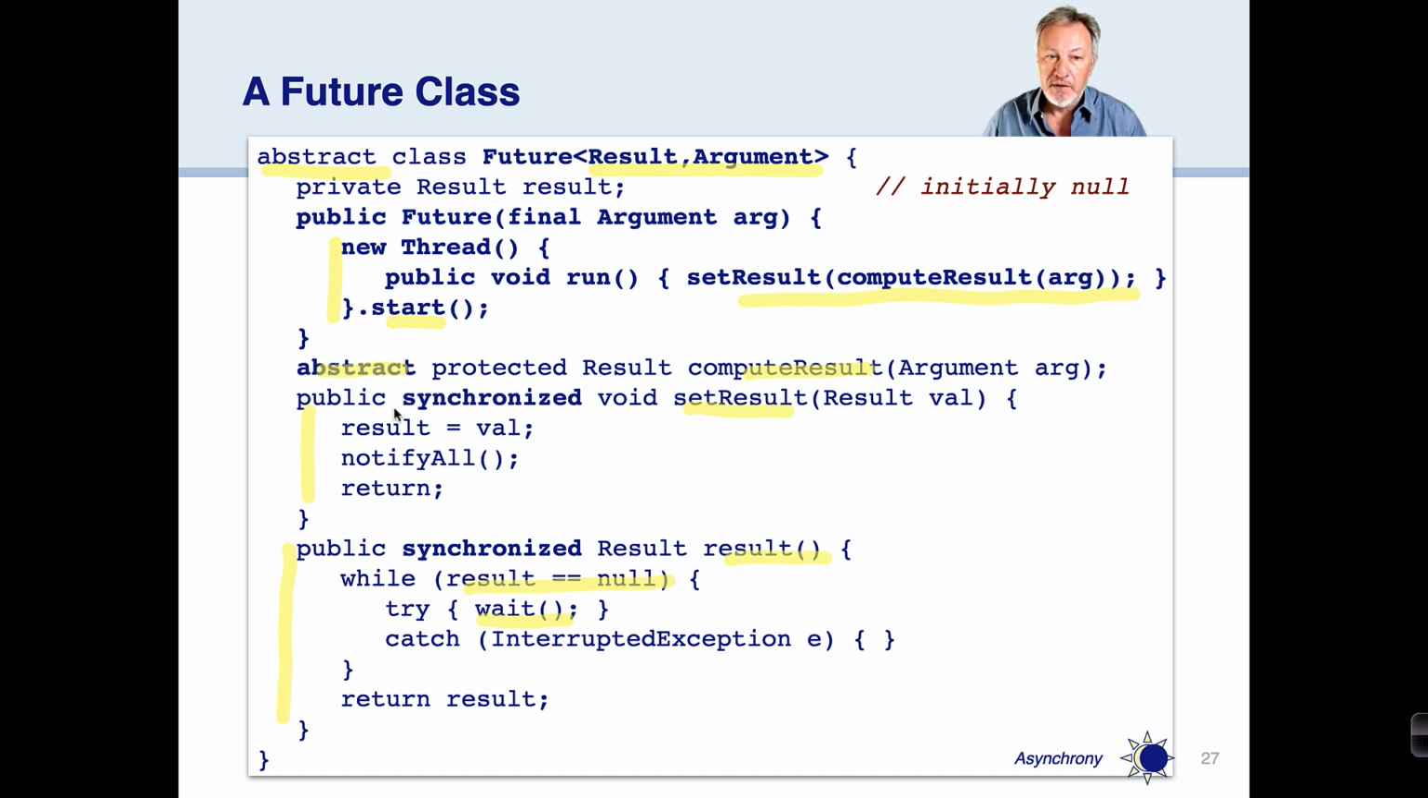The moment that the value is computed, presumably that value is not null, then the result gets assigned. We notify all the waiting threads and return. At that point, any client that's waiting for the future will be woken up and it will get the result. If we have multiple clients waiting for the result, after the first future value has been set, then all of these threads will wake up and be able to access the result.